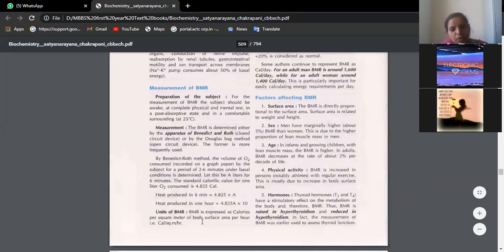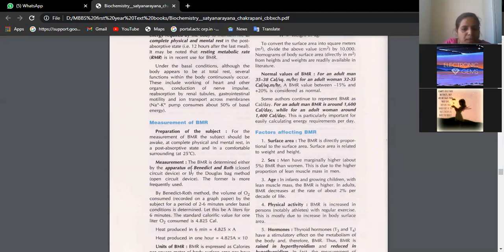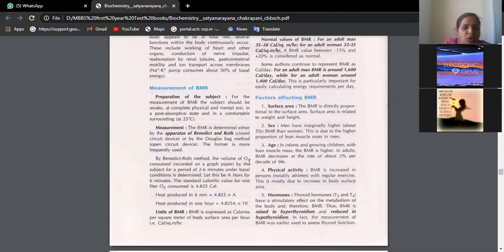So in order to measure this basal metabolic rate, we have certain experiments, beta. There is one preparation of the subject. The person should be awake, completely at physical and mental rest. After eating food, it's better we take the post-absorptive state. Then BMR is determined by using this apparatus, Benedict and Roth, or Douglas bag. Here we are using the volume of oxygen consumed by the subject for a period of 2 to 6 minutes under basal conditions. The volume of oxygen utilized is measured in liters, and we are measuring it for 6 minutes.